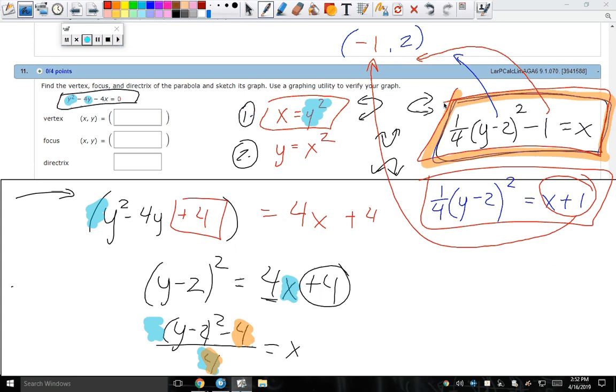You with me? So, the vertex. Any questions from this at all? So what's my vertex going to be? (−1, 2).